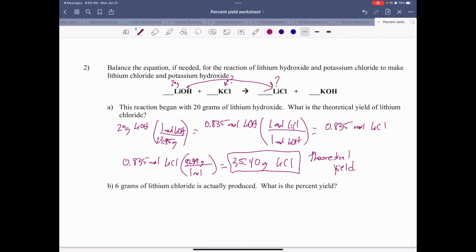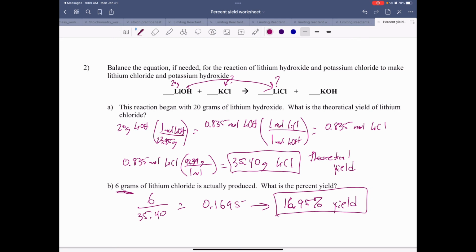But, oh my goodness, you only got 6 grams out of this. That is a terrible amount. You're supposed to get like 35 and you only got 6. How awful is that? That's terrible. Well, let's just figure out the percent then. 6 divided by 35.40. I get 0.1695 rounded, which means this is 16.95% yield. That's the actual yield. Terrible, terrible. Less than 20% of what you're supposed to get is what you actually got. That's awful. But that is how you solve these things.